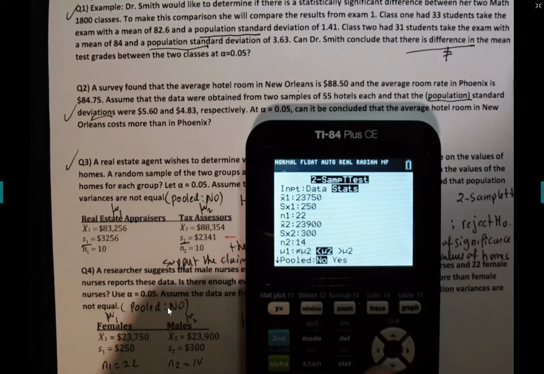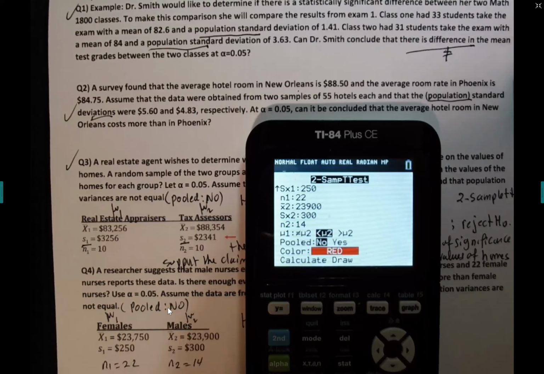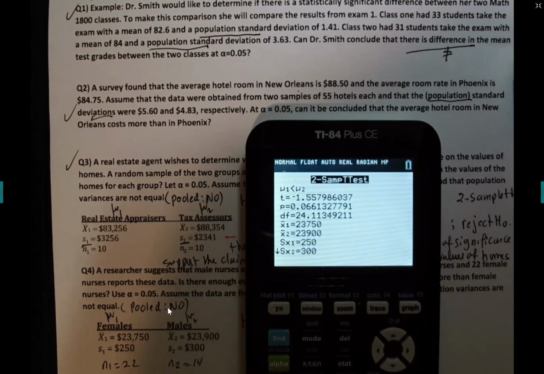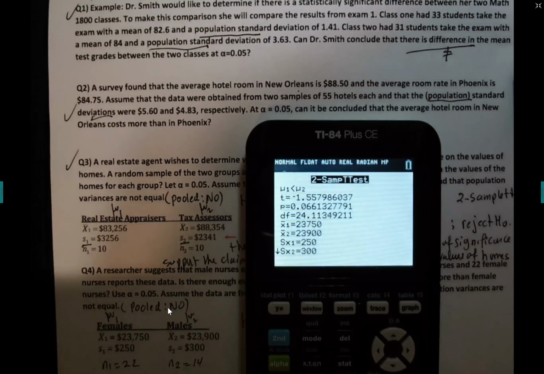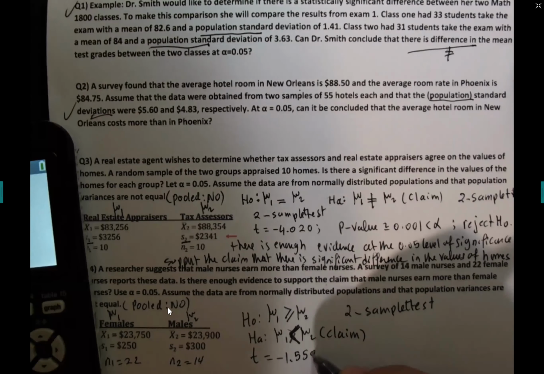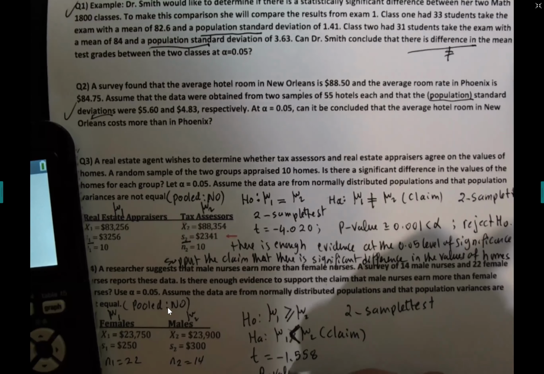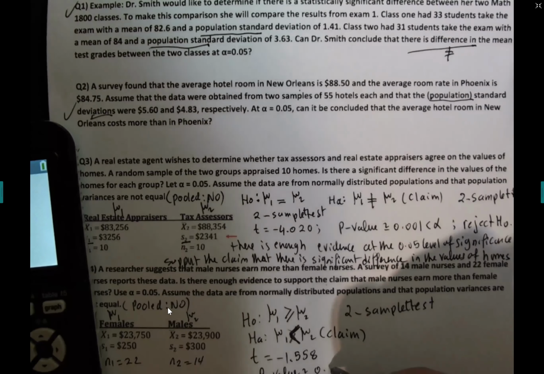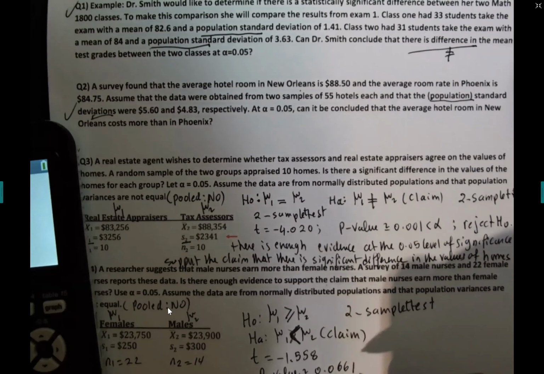All right, guys. Calculate. So t is negative 1.558. And look at the p-value. I'll just copy that. 0.0661. Okay, what's alpha here? Alpha is 5%. That's bigger than alpha. I failed to reject H0.